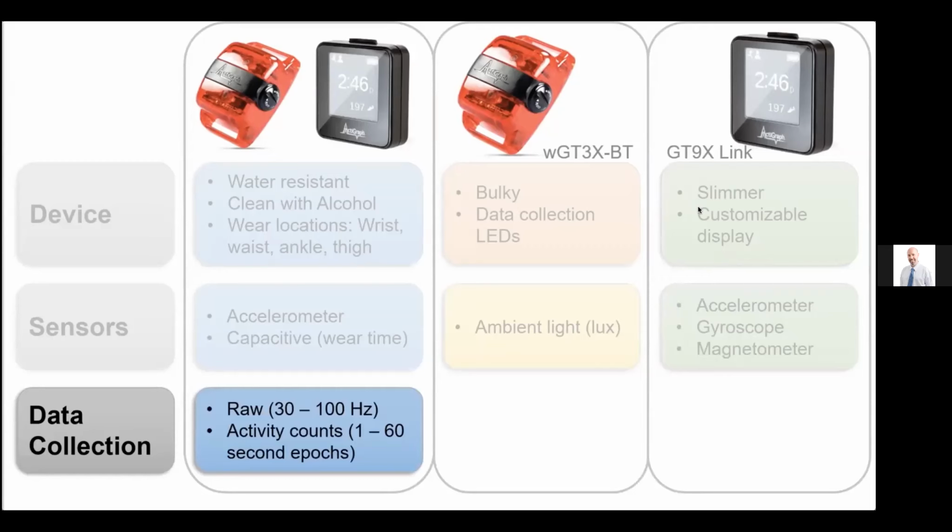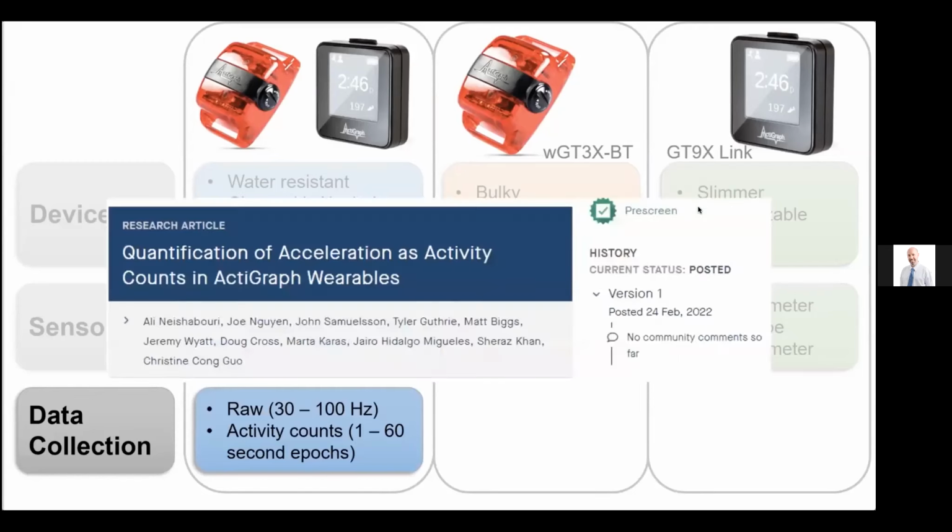These activity counts have been widely used in research, but have been pretty vaguely described by Actigraph up until February 24th of this year, when Actigraph published a preprint through Research Square. This finally describes how to calculate an activity count and makes this process much more transparent.